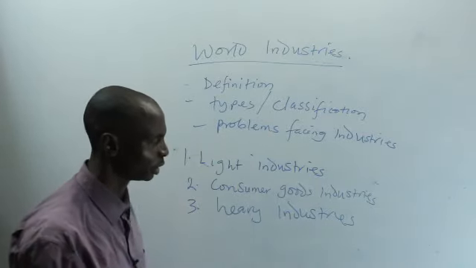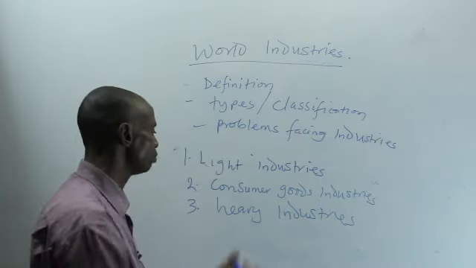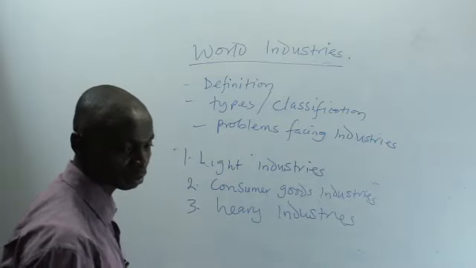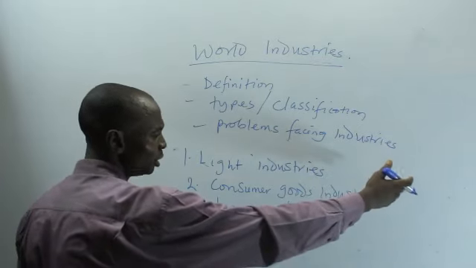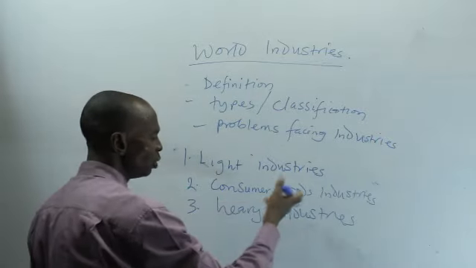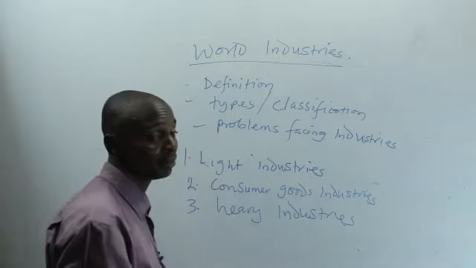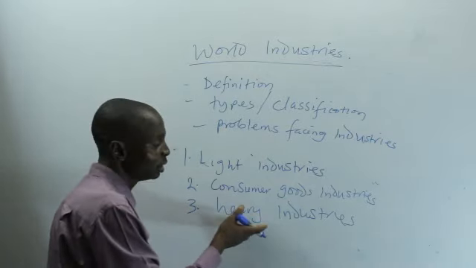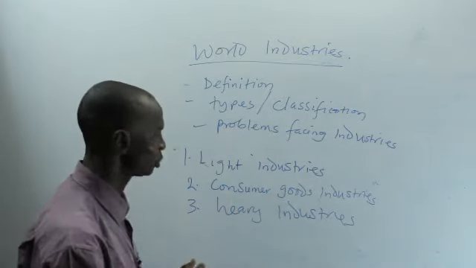Consumer goods industry. These are industry that specialize in what? In producing consumables, consumable items. So like Indomie and all these noodles and maybe beverages, all this industry, we call them the consumer goods industry. But we have heavy industry. The heavy industry are those industries that produce heavy weight goods.